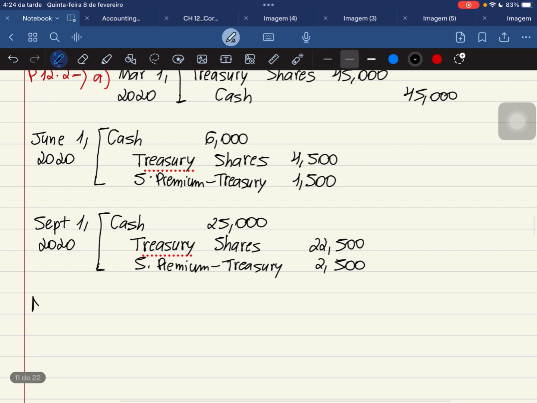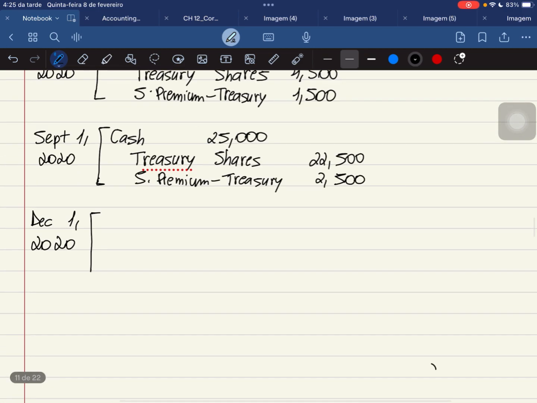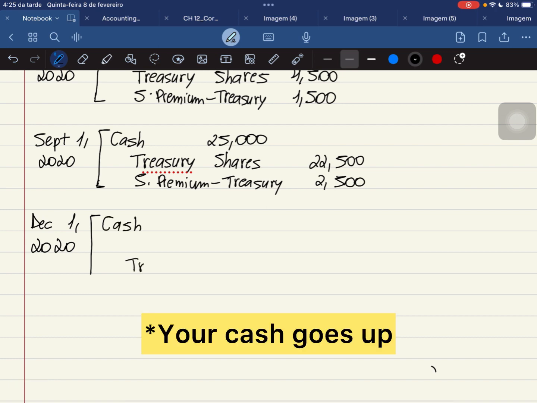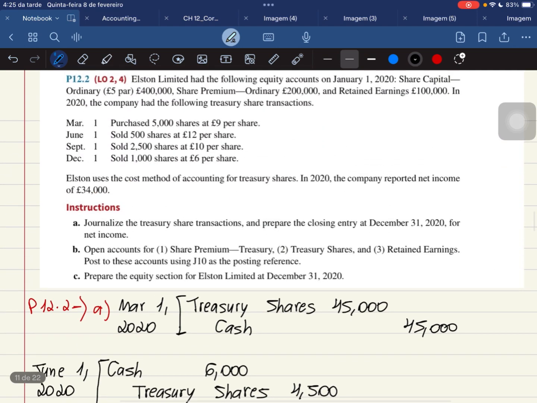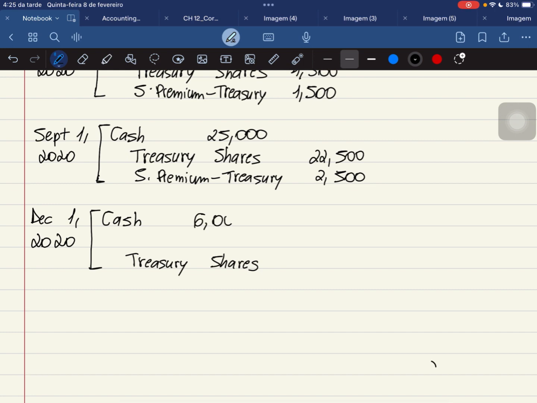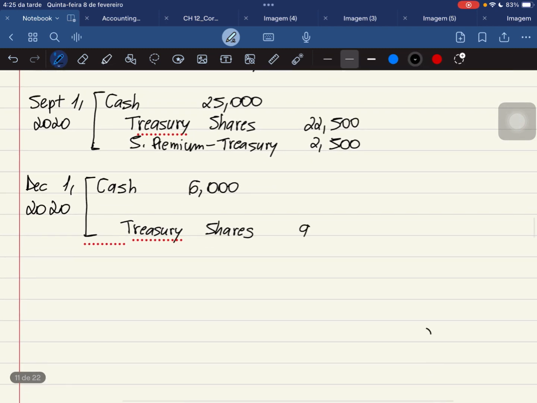Next one happened on December 1st of 2020. Let's see what it says. Sold 1,000 shares at 6 per share. Okay, well, you're selling something, so again, your cash goes up and your treasury shares goes down, right? For your cash amount, that is going to be 1,000 times 6, that gives you 6,000. And for your treasury shares amount, that is going to be 1,000 times 9, which then gives you 9,000.